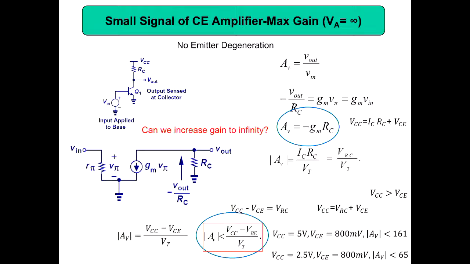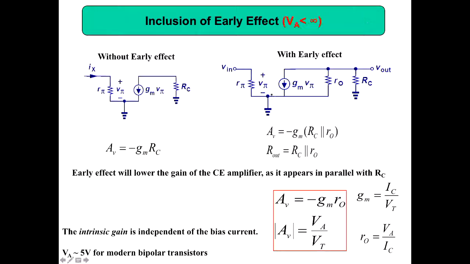But in the previous expression, you can see gm equals IC RC by VT, which means you can increase the voltage gain by increasing the IC. You can increase the bias current, and then you can increase the voltage gain. But this problem is there because we haven't taken the early effect into account. That's the reason I have written here independent of any bias current. Somebody can ask, I will increase the bias current, but no, it's not going to help. This is called the intrinsic gain, and you can't get gain beyond this one.